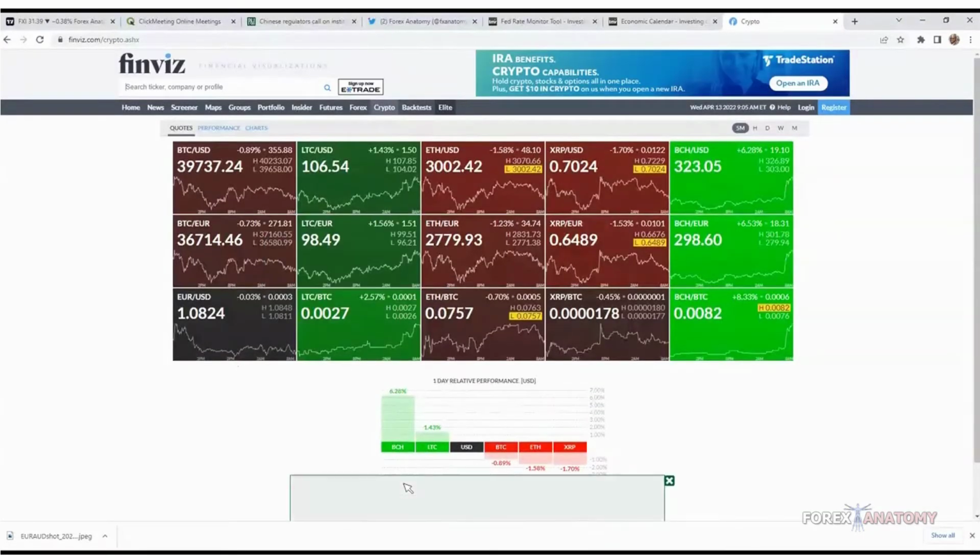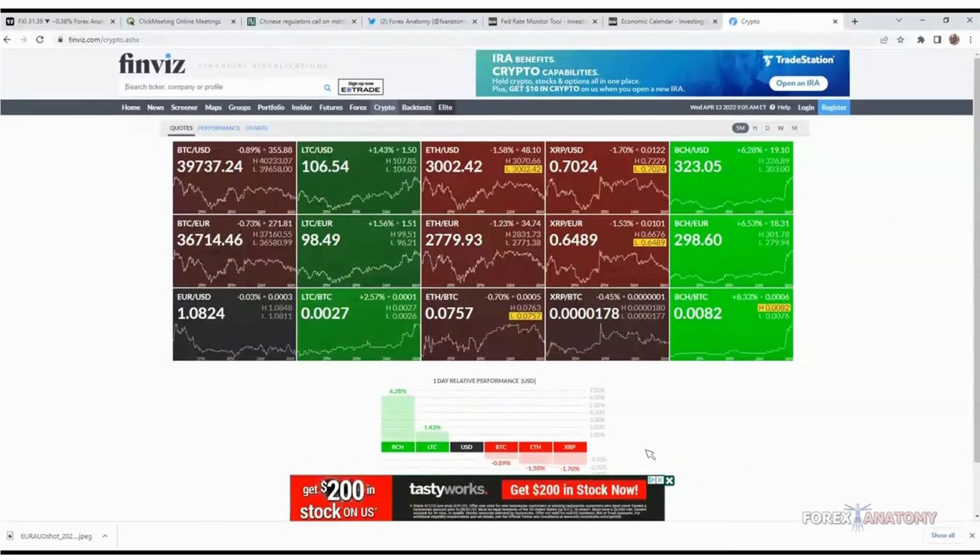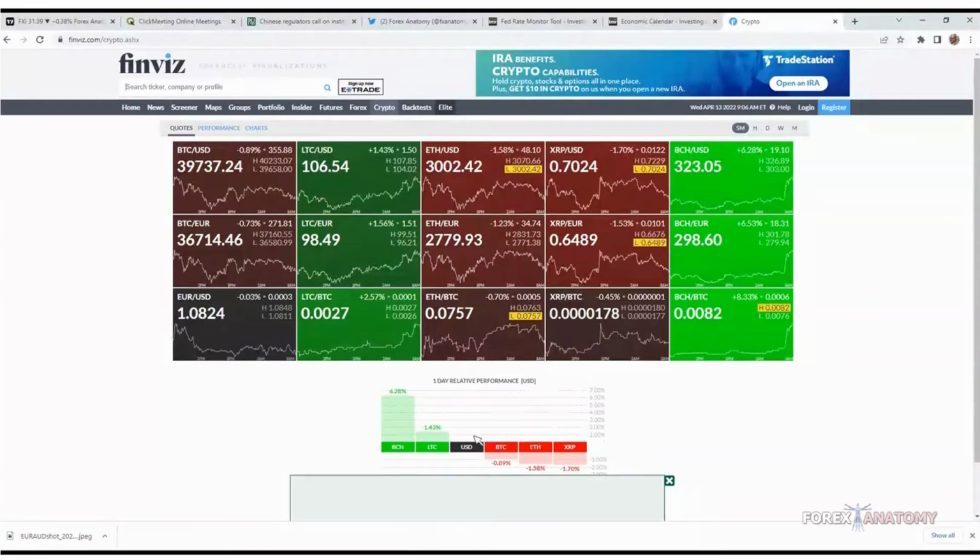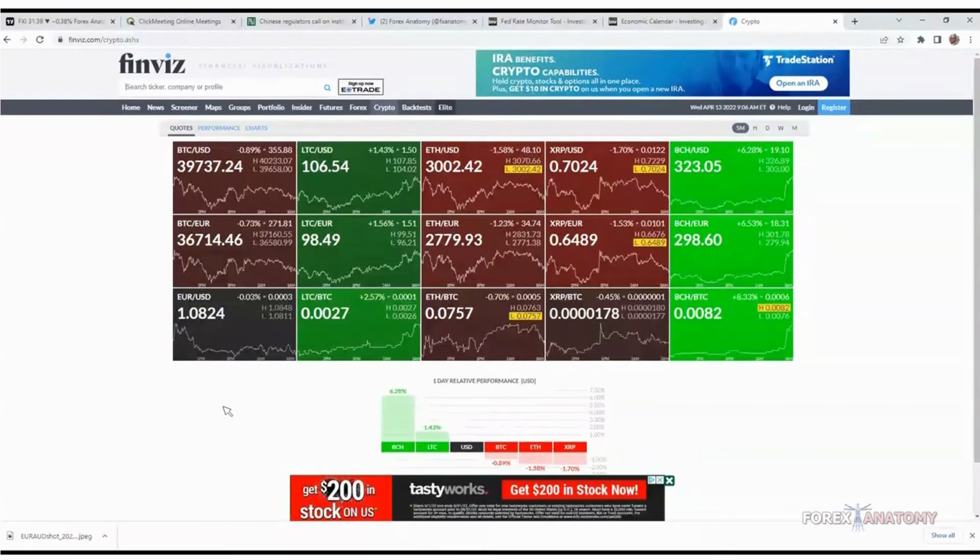But this is Bitcoin. You can see that this heat map is mixed as well. This is the cryptocurrency markets, and you can see that Bitcoin Cash and Litecoin are leading the rally for today. Even though it's pretty balanced across the major cryptocurrencies, we see Ripple and Ethereum sell off. So yeah, I don't know what to say. Today is a pretty interesting day.